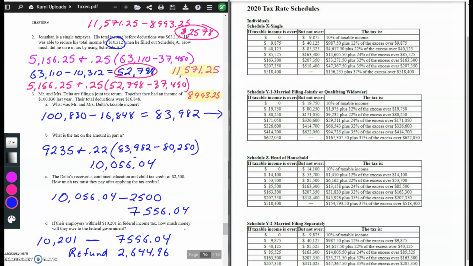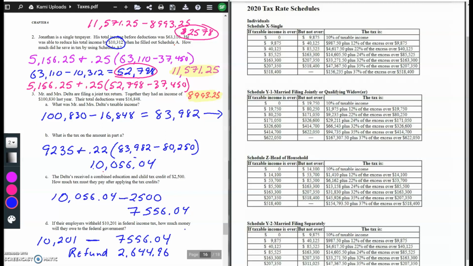Okay, they had more taken out of their check. They had $10,201 taken out of their check, but they only owe the government $7,556.04, so they're going to get a refund because they overpaid on their taxes. And again, these tax tables are really handy, so if you want to download to your Chromebook, I would highly suggest that. You can use the formula sheet, which is off to the right here, or you can use the exact tax table, which is that first link on the calendar.